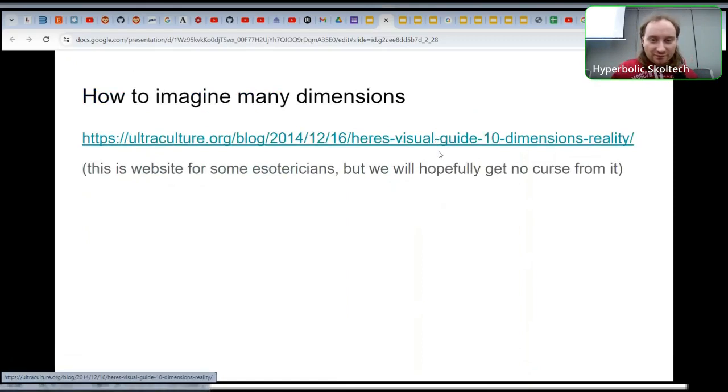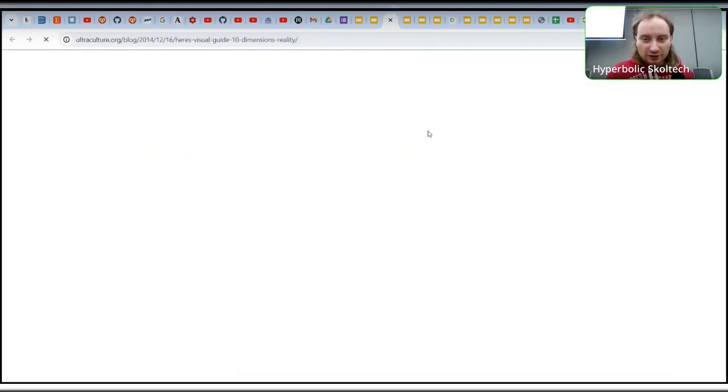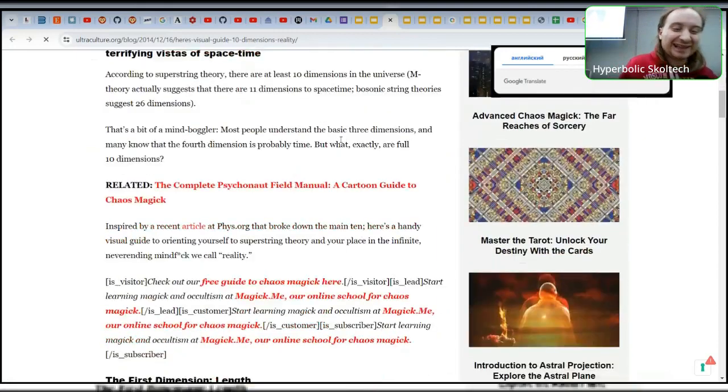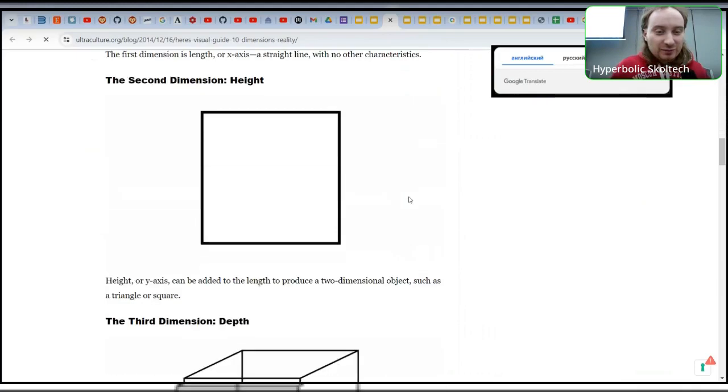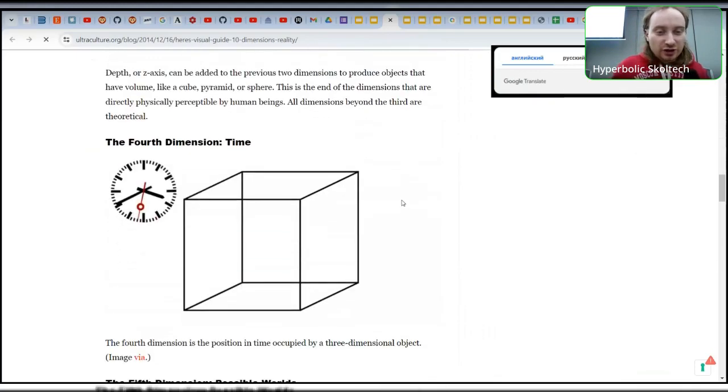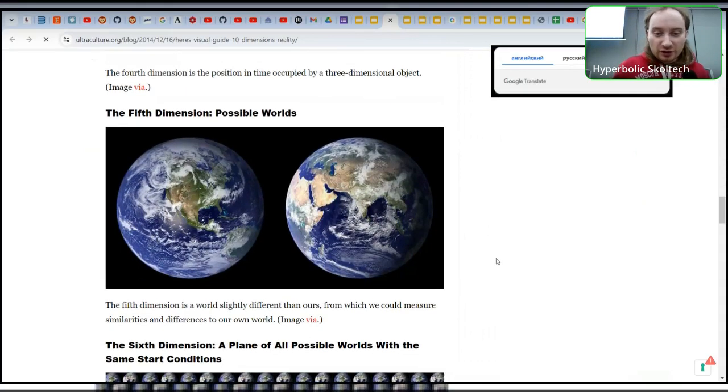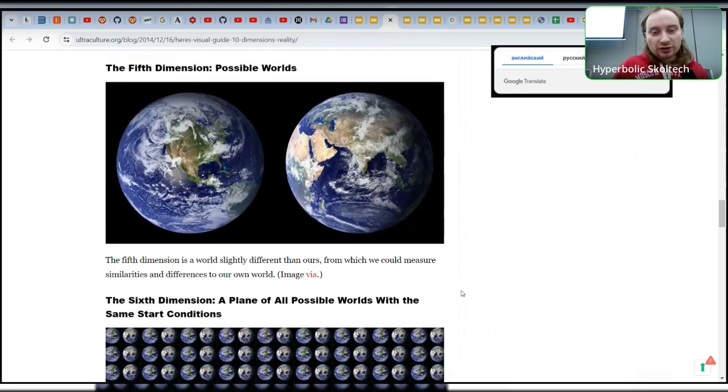So I found some quite nice explanation of multidimensional geometry, how you can imagine it. Yeah, this is some esoteric website. Okay, so first dimension, second dimension, third dimension, trivial, fourth dimension time, already heard about it. Okay. Fifth dimension. So we can think about all possible worlds, like all possible things happening.